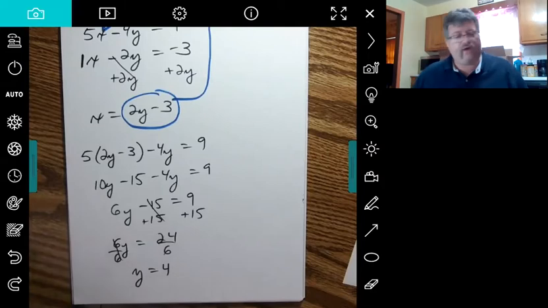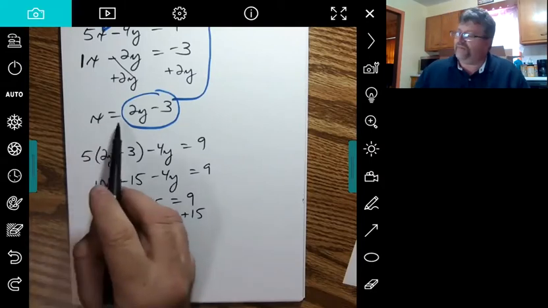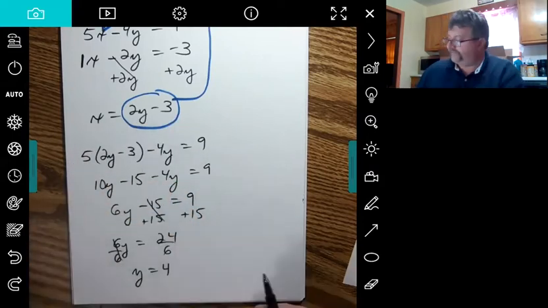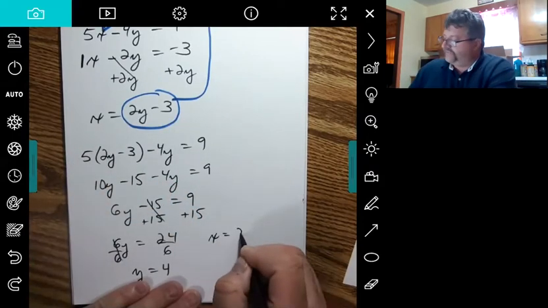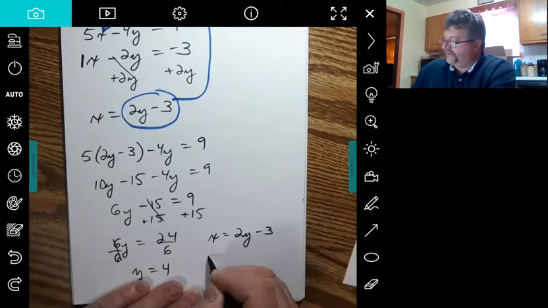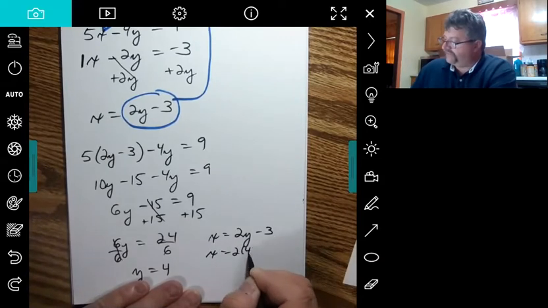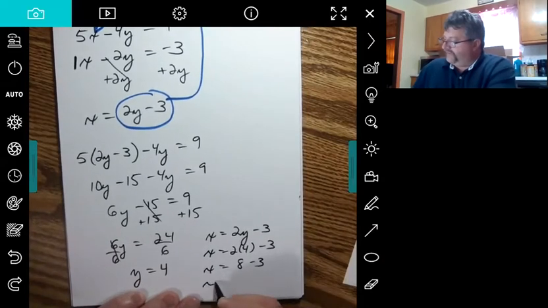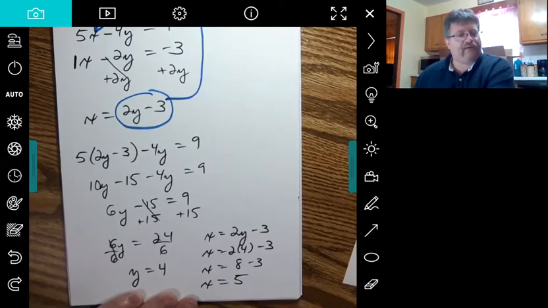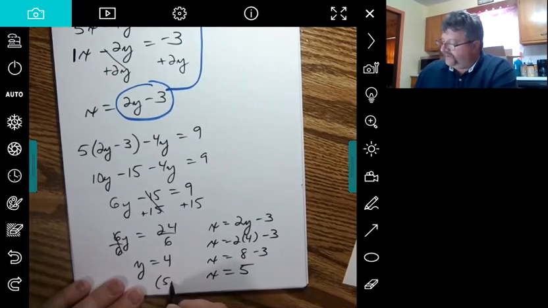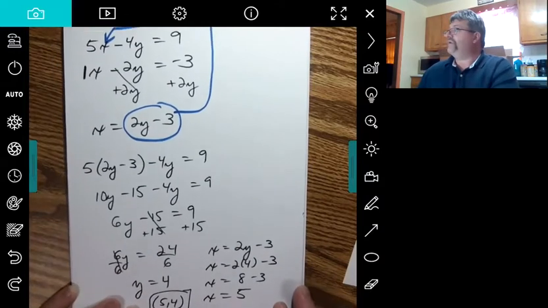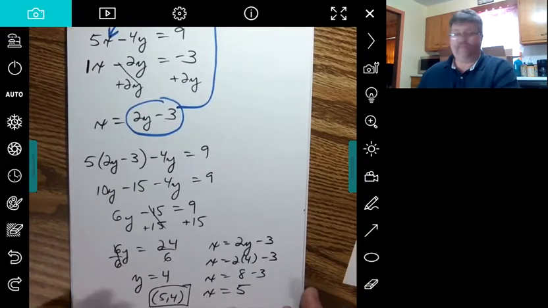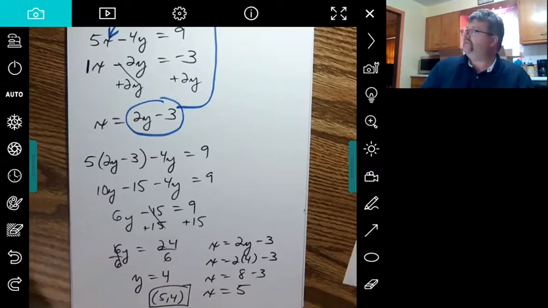Where do you go? Well, you can go back to either original equation, or let's go back to our modified equation because that's already solved for x. X equals 2 times y minus 3, but now I know y is 4. So 2 times 4 minus 3. 8 minus 3, so x equals 5. Okay, so our solution is going to be 5, 4. Okay, that is what we call the substitution method.